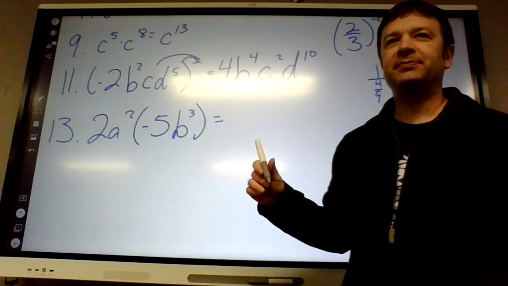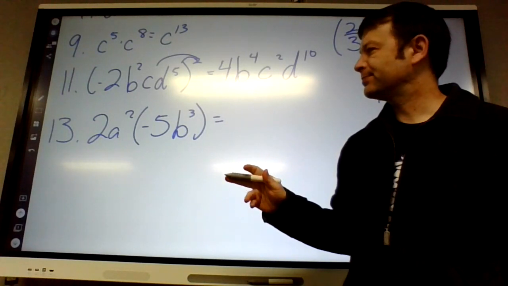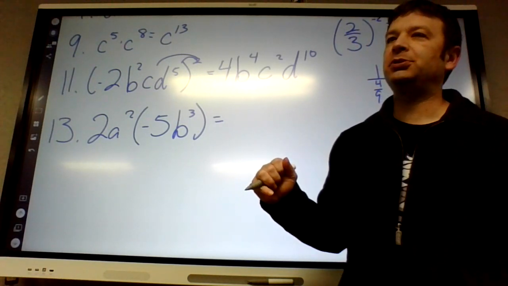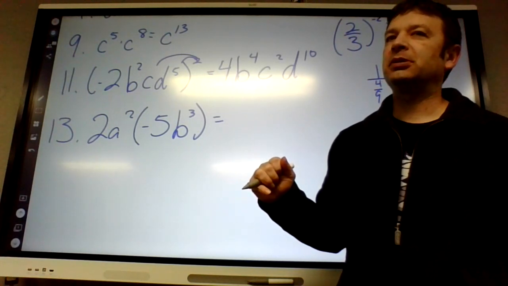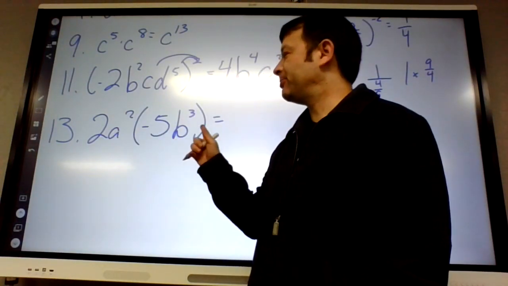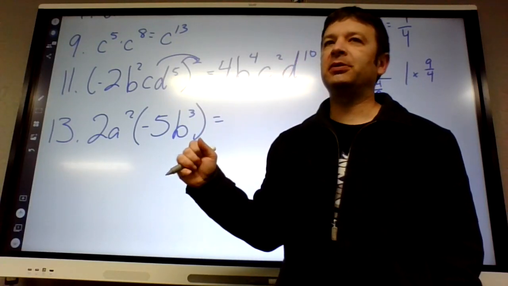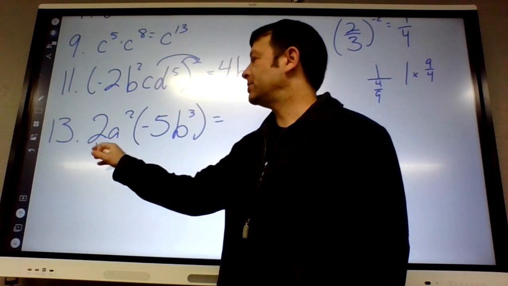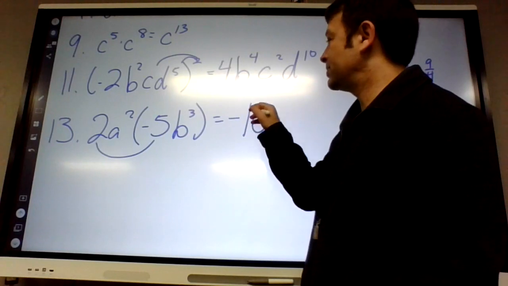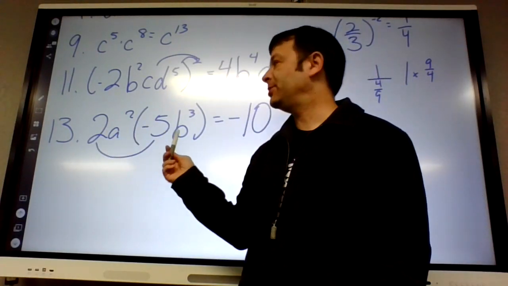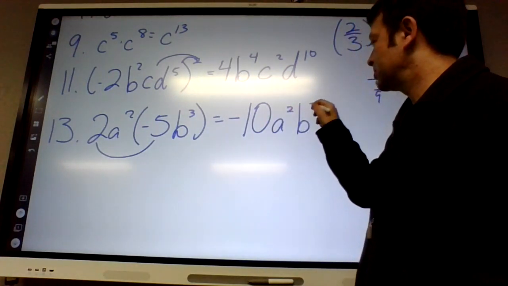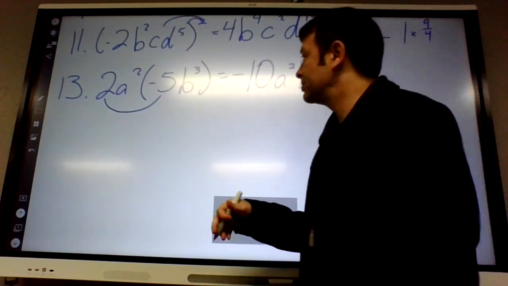Jaden, I think you gotta do something. There's only one thing you really can do. All this stuff is multiplied together, but only one thing can really multiply together. Two and negative, you know what that is? Negative 10. Okay, what about the a squared b cubed? Can't do anything. So it's just a squared b cubed. Does not simplify any more than that.